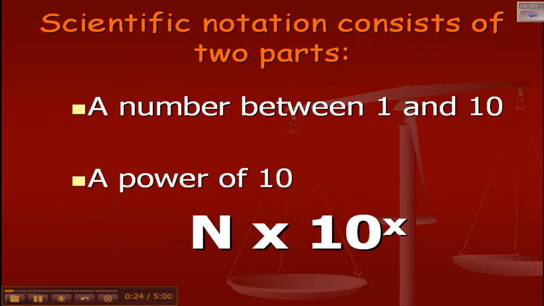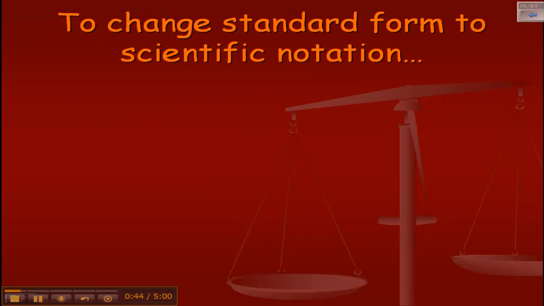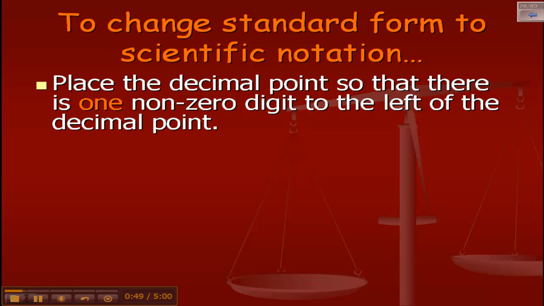So your scientific notation is going to consist of two parts. It's going to be a number between 1 and 10, not 10, but up to 10. And it's going to have a power of 10. So if n here is your number, n times 10 to the x is the general form for scientific notation. To go from standard numbers to scientific notation, we're going to move our decimal point so that there's one non-zero digit to the left of the decimal point.